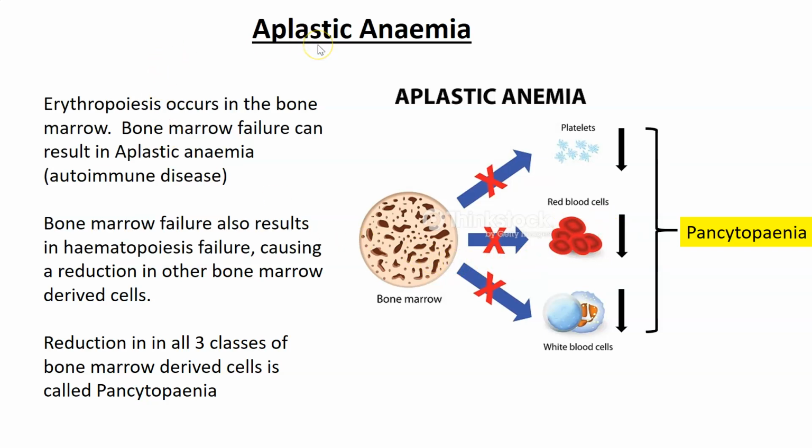Usually with aplastic anemia, because it's a failure of all bone marrow, and bone marrow is used not only to produce red blood cells but also to produce platelets and white blood cells, what we get is not only a reduction in red blood cells, but also a reduction in the other types of blood cells, such as platelets and white blood cells. And when we get a reduction in all three types, we call that pancytopenia. So a reduction in all three classes of bone marrow cells is called pancytopenia.